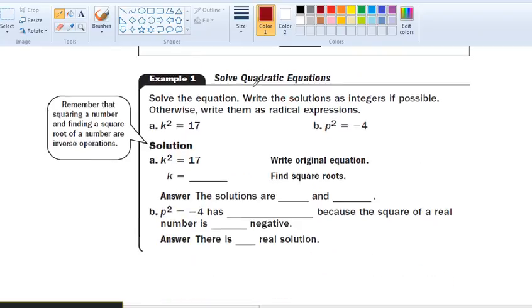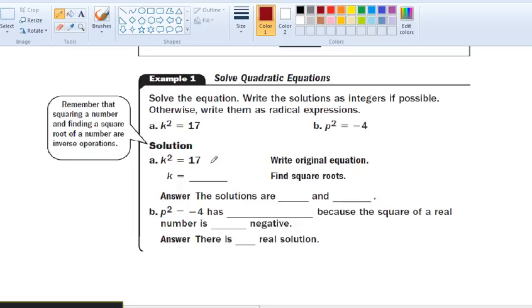Okay, so example 1. We're going to solve this equation. This one's not going to come out perfectly, but here's our idea. In general, we're going to try to write the solutions as integers, 3, 6, 11, something like that. We want it to come out nicely if we can, but otherwise we're going to write them as what are called radical expressions. So let's start right here. K squared equals 17. We're looking for a number that times itself equals 17. Well, we know that 4 times 4 is 16, 5 times 5 is 25, so it's a little bit greater than 4, but we can't come up with anything perfectly.